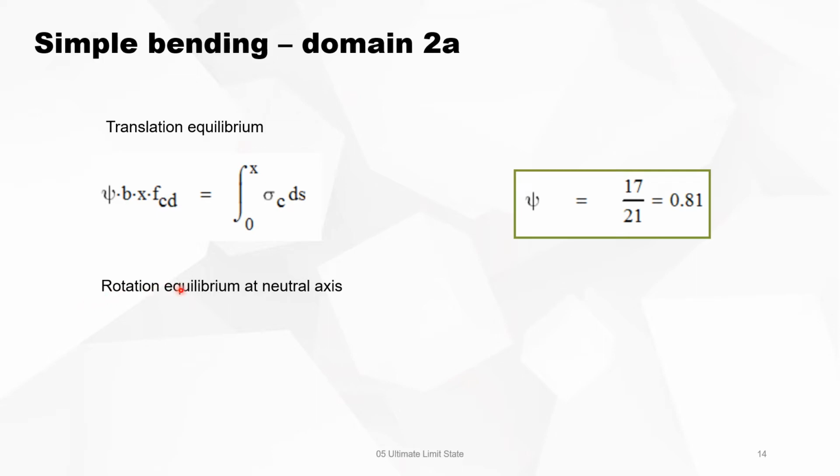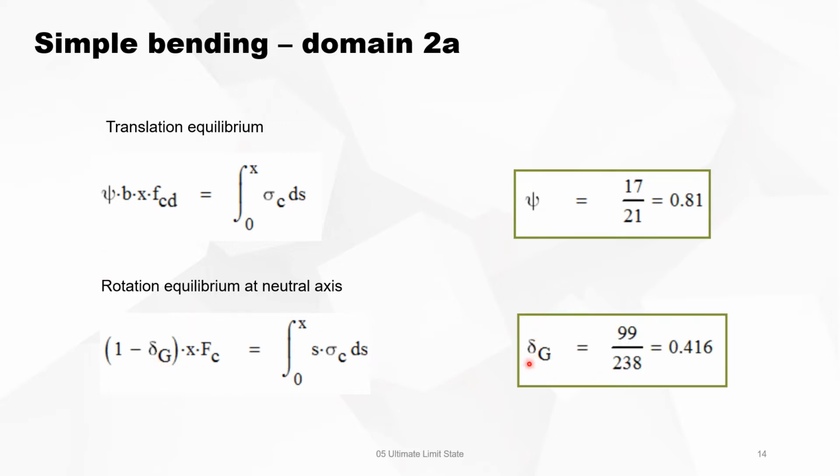Now we look at the rotation equilibrium at the neutral axis. Then it is the lever arm, 1 minus delta G, times x, times Fc, the compressive force of the concrete. And this must be equal to the integral, the coordinate S times the stress times ds, and we integrate from 0 to x. If we calculate this and we fill in Fc, like we found here, and we fill in psi also, then we find delta G, and we see that delta G is also independent of another coefficient. It's only 0.416. So in zone 2a, psi and delta G are fixed. They do not depend on the depth of the neutral axis or something else.